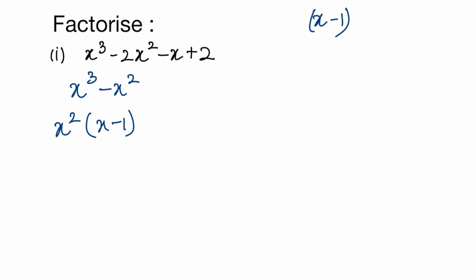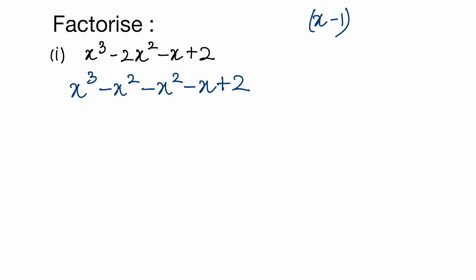For that to occur, the term should be x cube minus x squared, but here we have minus 2x squared, so we are going to rewrite this as x cube minus x squared minus x squared minus x plus 2. All we have done is we have rewritten minus 2x squared as minus x squared minus x squared. We have just split it and written it as 2 separate terms, minus x squared and minus x squared. And please follow with me, so at the end of this question you will understand this very well.